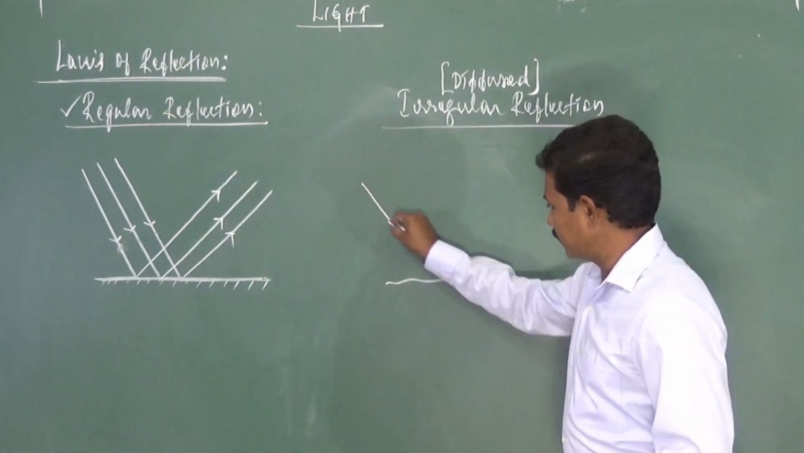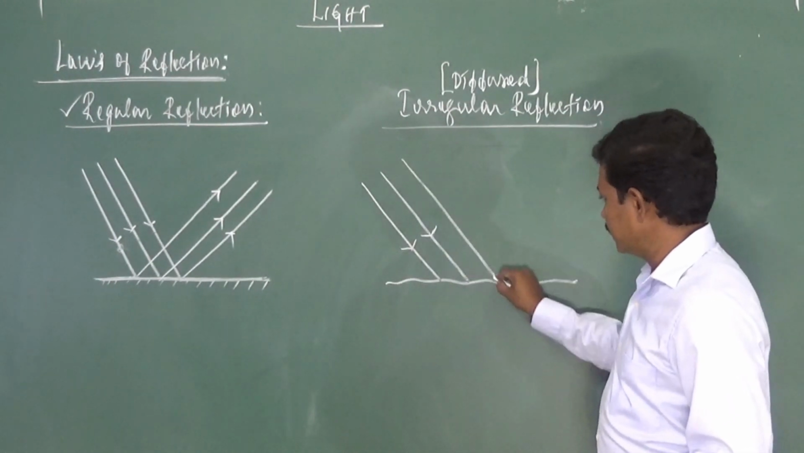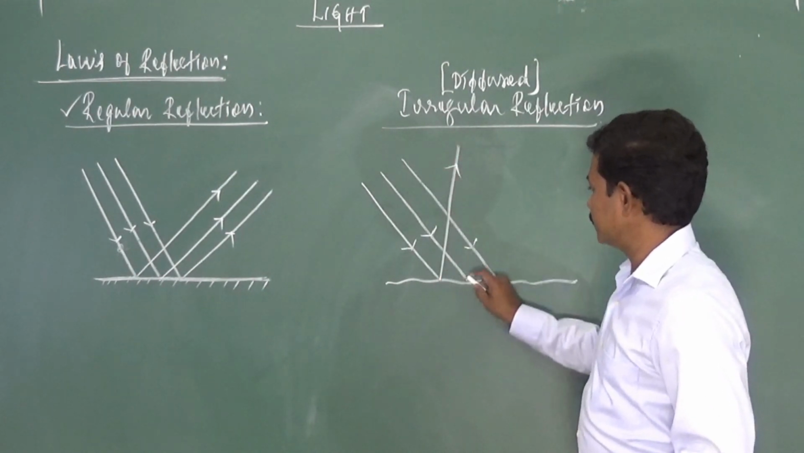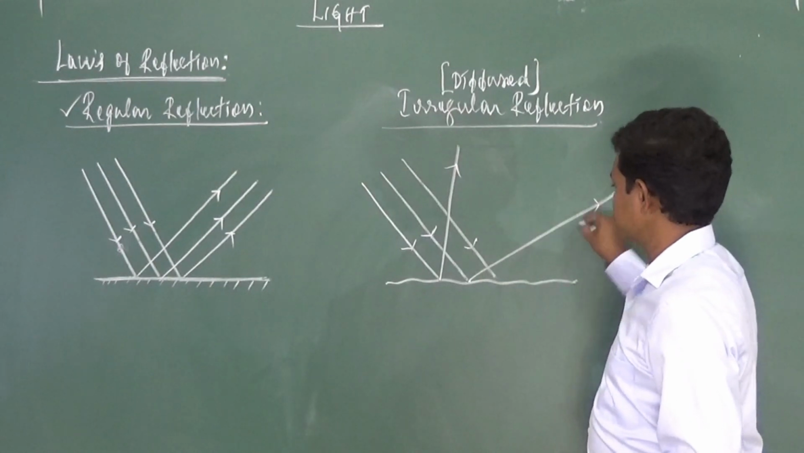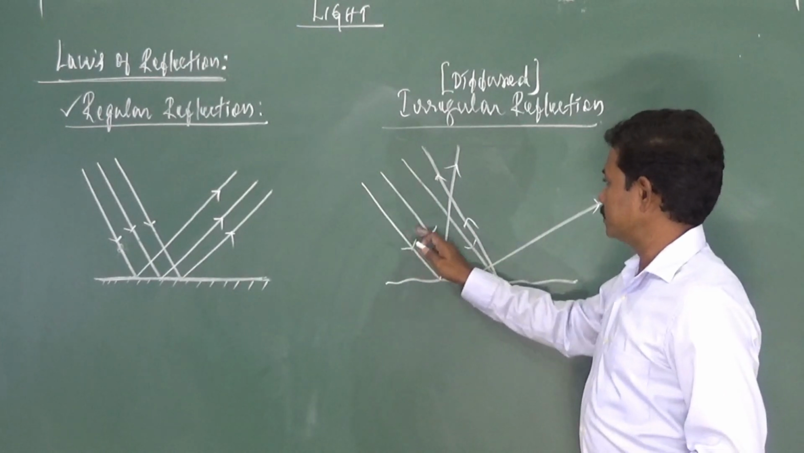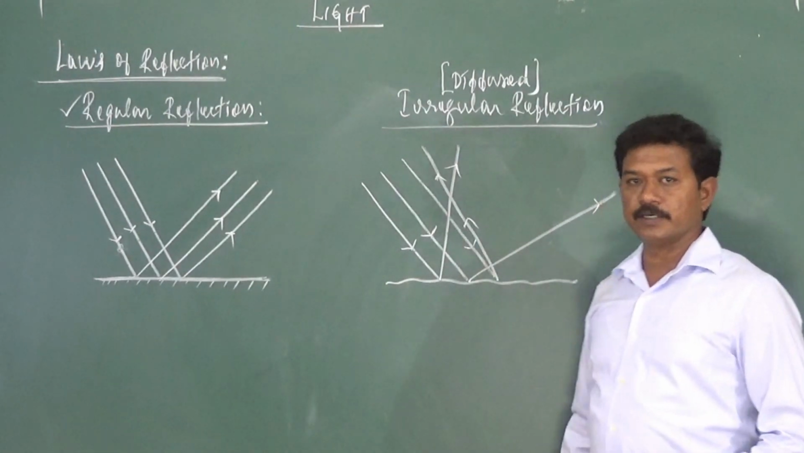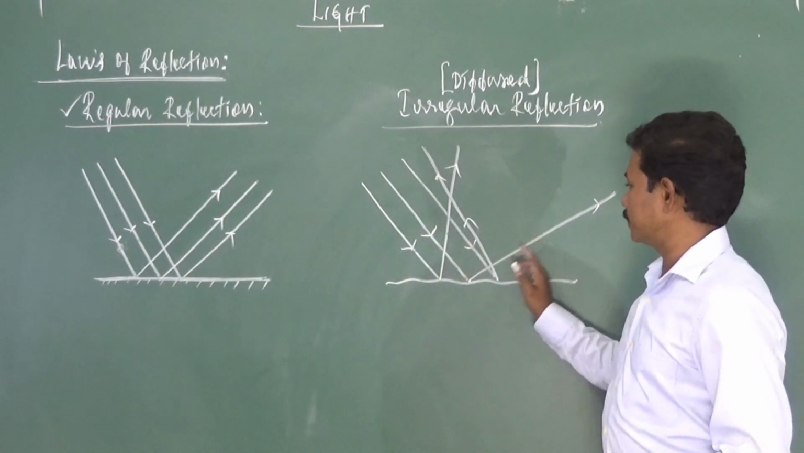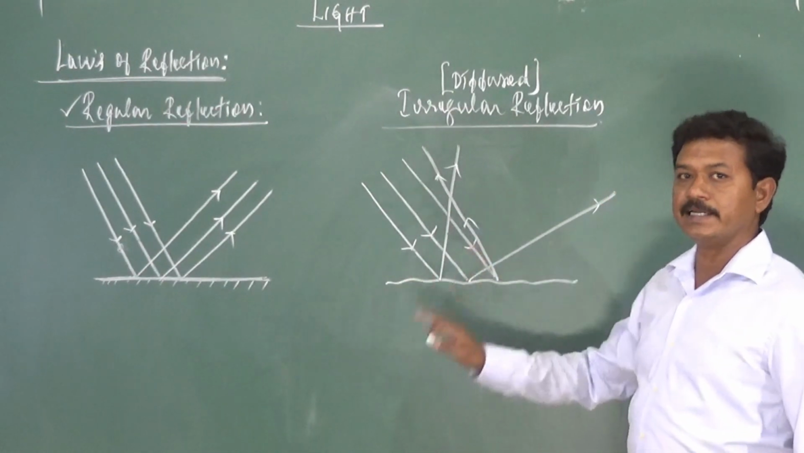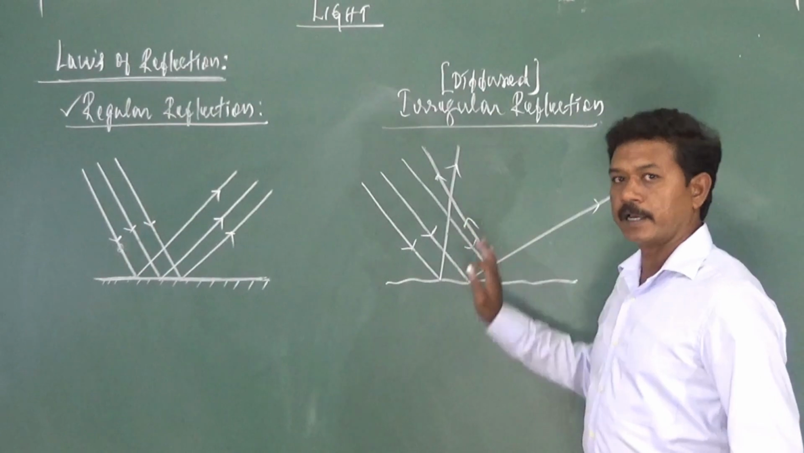Whenever a beam of light rays falls on this reflecting surface, this is the point of incidence, these light rays are going to get reflected in different directions. They get reflected in various directions. So we can see that the incident light rays are parallel to each other, but the reflected light rays are not parallel to each other. In irregular reflection, the atoms or molecules on the surface are not aligned in the same direction. Therefore, regular reflection cannot happen.